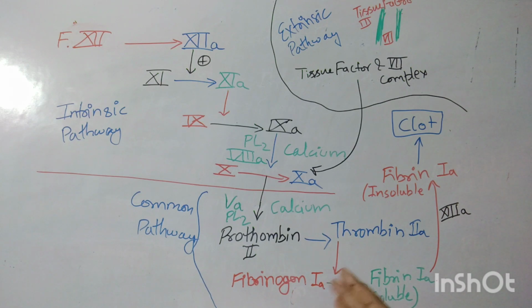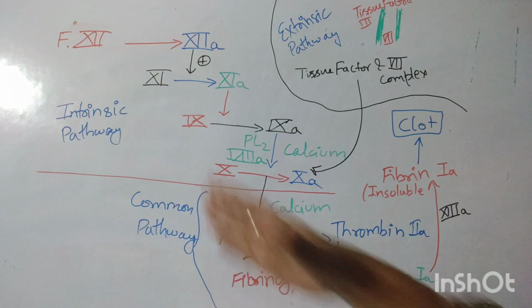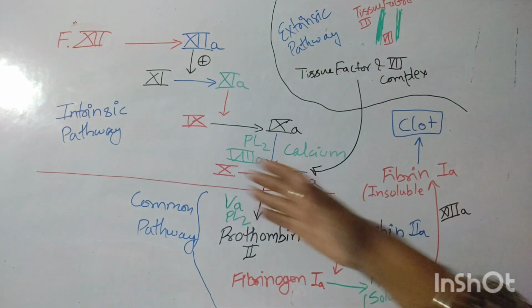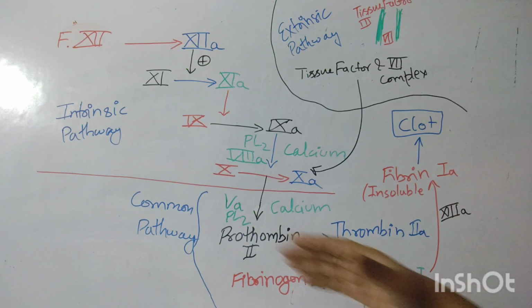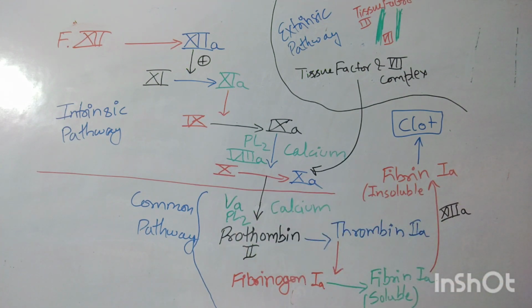So we have completed hemostasis completely. All the clotting factors we know, and primary and secondary hemostasis we have seen. In secondary hemostasis, all the clotting factors are involved. Intrinsic pathway, extrinsic pathway, and common pathway are followed.